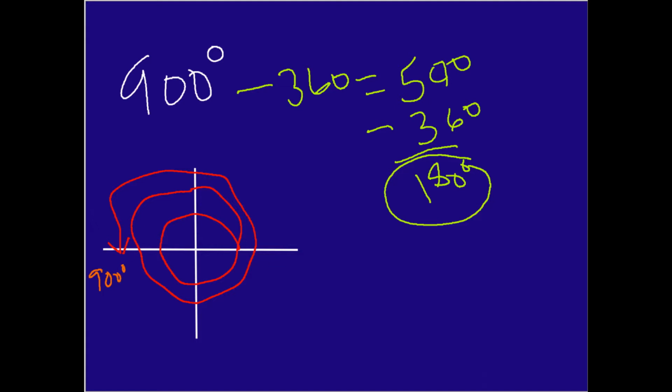Now, if I do 180 degrees, again starting right here, it's 90, 180, and right there. You can see that they have the same terminal side, and it's the same equivalent expression. So 180 and 900 are the same thing. That's why you use 180 instead of 900.